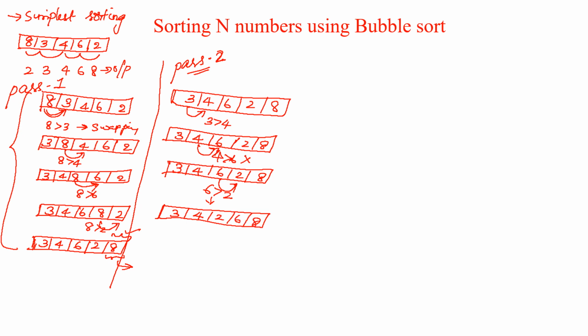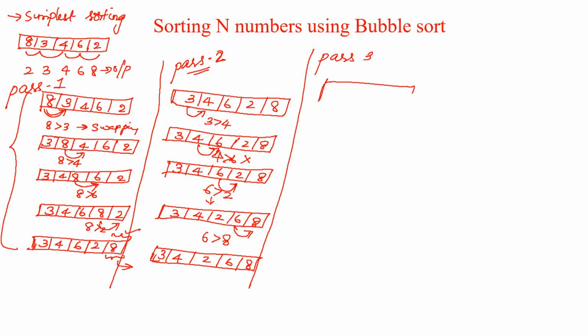The last two elements will be checked now. Whether 6 is greater than 8, no. This is not required, because you know that the last element will be the largest element by your pass 1. So what you will be getting is 3, 4, 2, 6 and 8. So this will be your pass 2. Now you will be going on to your pass 3.